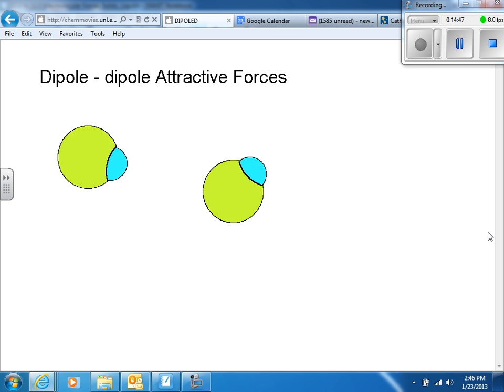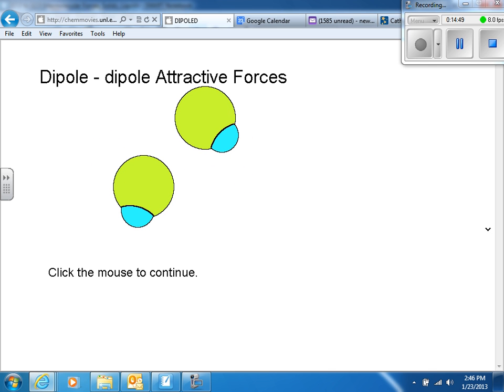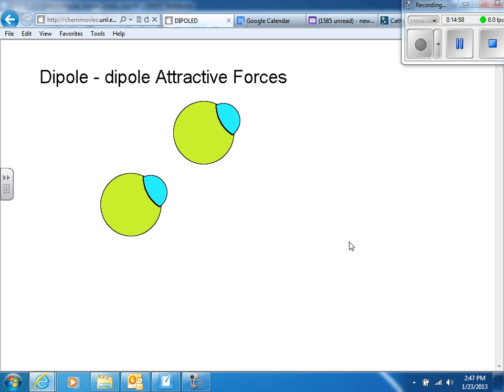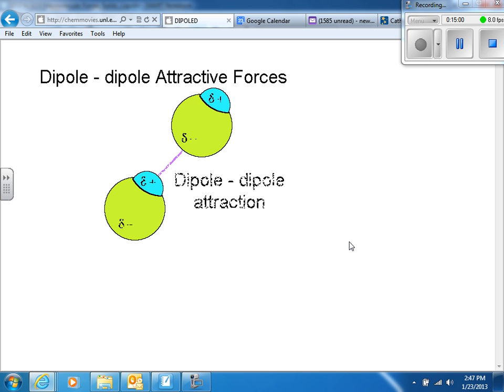Gas molecules moving around randomly. They have positive and negative ends, and they randomly bump into each other, and they notice each other, and they line up, and now they are attracted to each other and sort of stuck together.